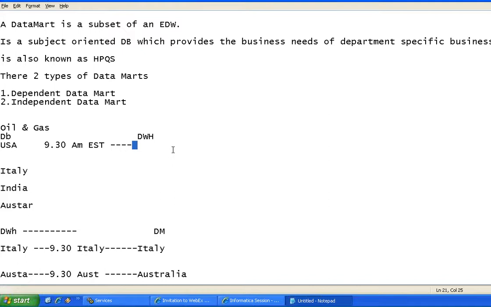But we are having one issue here. What is the issue? The Italy users, the India users, or the Australia users are not able to see the accurate result in the data warehouse. Why are they not able to see the accurate results? Because of the time zone.